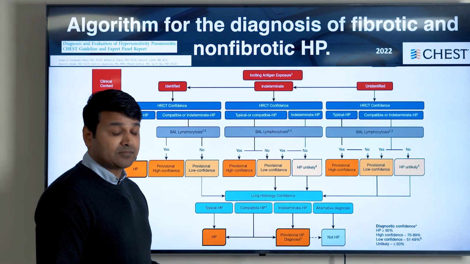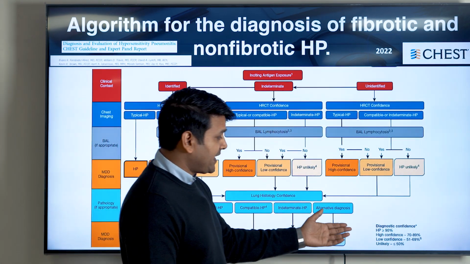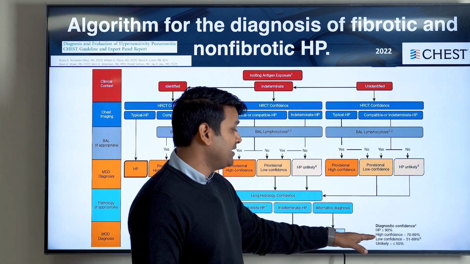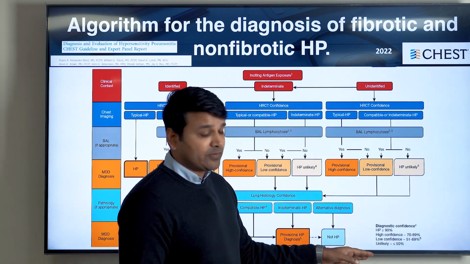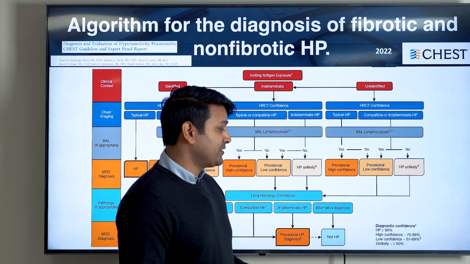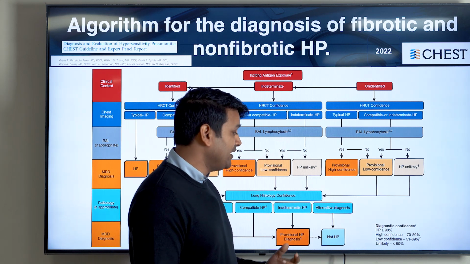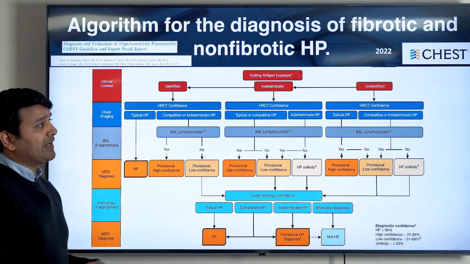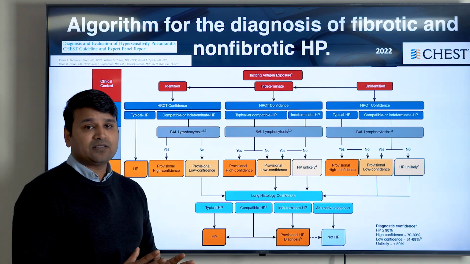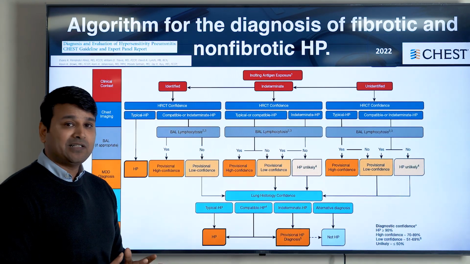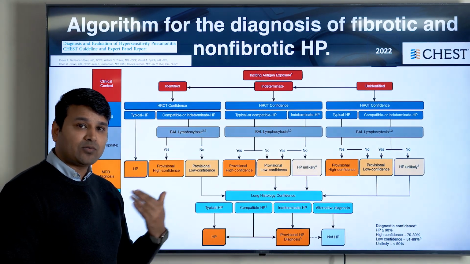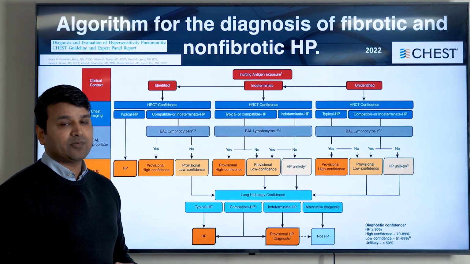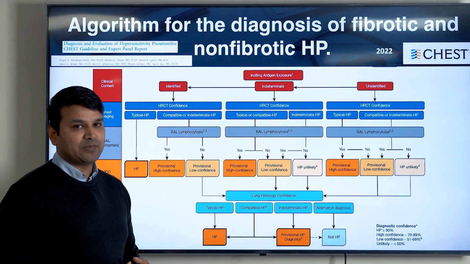Talking about the diagnostic confidence for HP: if the confidence level is more than 90%, it is high confidence; then 70 to 89%; with low confidence it is around 51 to 69%; and unlikely it is less than 50%. So this is the algorithm, and we'll be focusing on the patient. When the patient comes to you, you'll be going through all these stages to label the patient as hypersensitivity pneumonitis according to the multidisciplinary discussions.